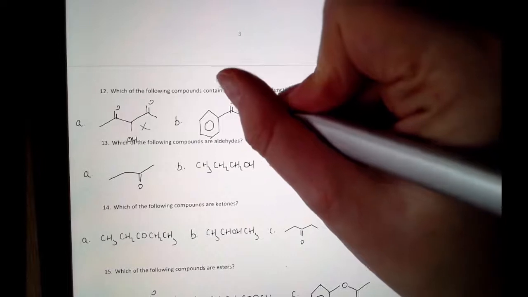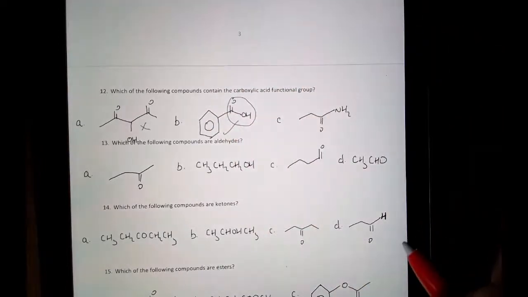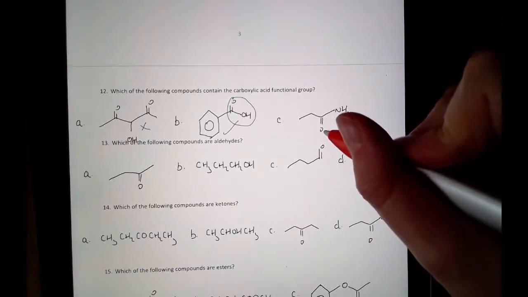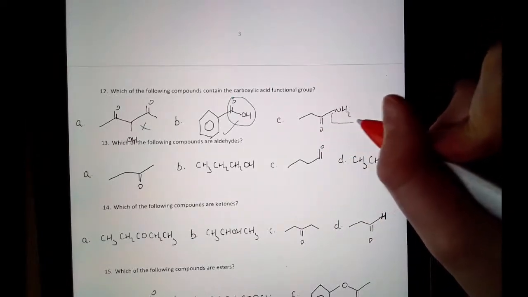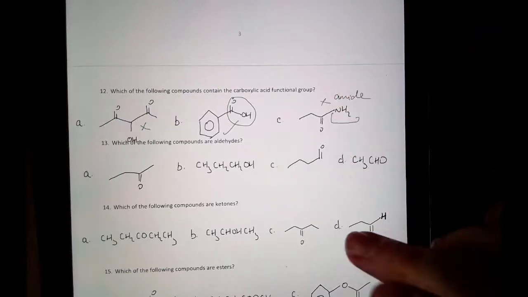Here, the OH and the C double bond O are on the same carbon, so that is a carboxylic acid. Here, I've got a C double bond O, but instead of having an OH, I've got an NH2, which, as I said above, makes it an amide, and it is not a carboxylic acid.